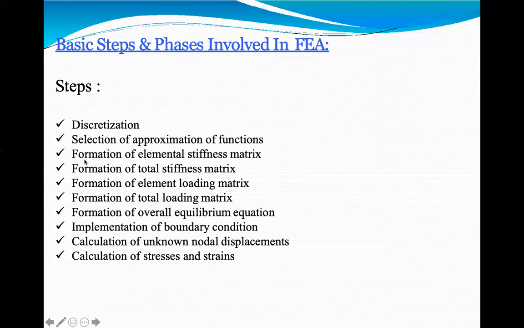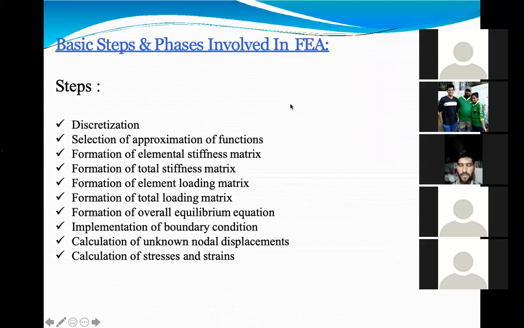Now, we know that force F is equal to kx for a simple spring, right? F is equal to k into x, where k is the stiffness. Similarly, we also say F is equal to kx for the elements as well, where k is the stiffness matrix, x is the displacement, and F is the loads.